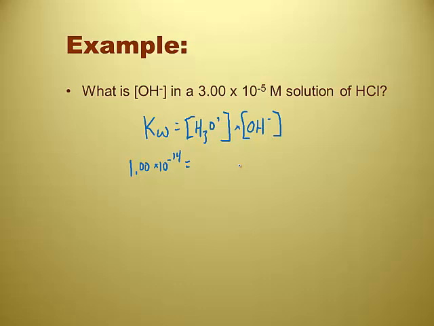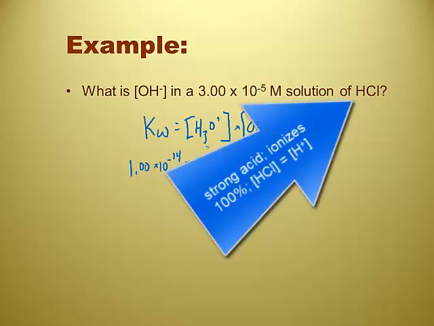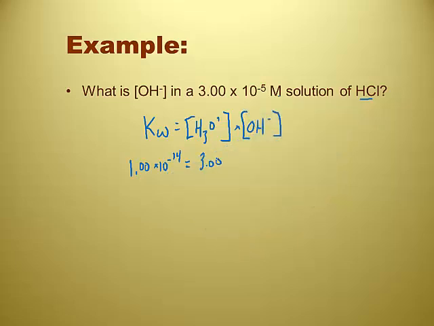So I know I'm looking for hydroxide, so I must know what the hydronium ion concentration is. I'm assuming the hydronium ion concentration is going to come from that strong acid, because that dissociates completely. So it's a 1-to-1 ratio. Since it's monoprotic, only one proton, I am going to get exactly 3 times 10 to the negative 5th molar hydrogen ions, or hydronium ions. So 3.00 times 10 to the negative 5th goes here, times my unknown hydroxide ion. So now I just need to solve for the hydroxide ion, right?